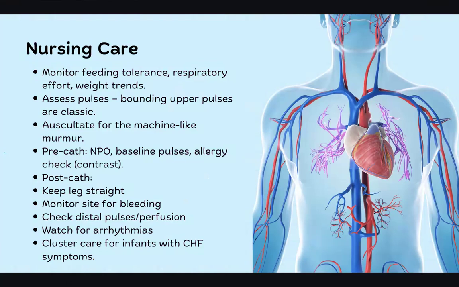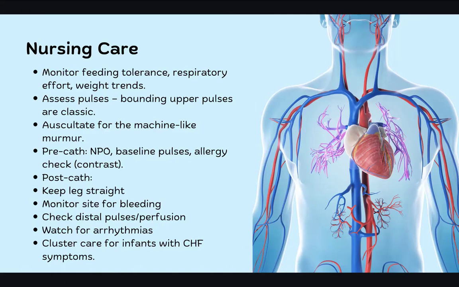Nursing care is, for the most part, all about monitoring perfusion, feeding tolerance, and respiratory effort. We really have to also make sure that we're assessing those pulses. Bounding upper extremity pulses are super classic in PDA. We're going to auscultate for that machine-like murmur after it's been fixed. They shouldn't have it anymore. It should go away. Maybe not immediately, but it does go away.